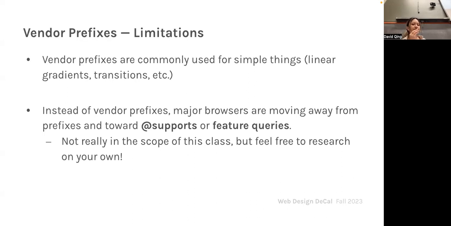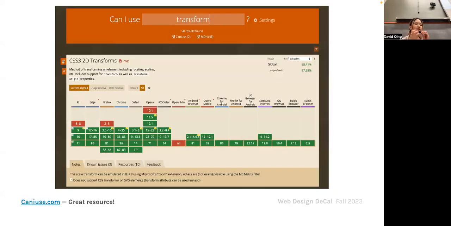And I do know that a lot of major browsers are nowadays trying to go into ad supports or feature queries, but that's not quite in the scope of this class. And I personally still use WebKit, Moz, and O transition for a lot of my smaller projects. So definitely both are being used nowadays. This is a great resource.